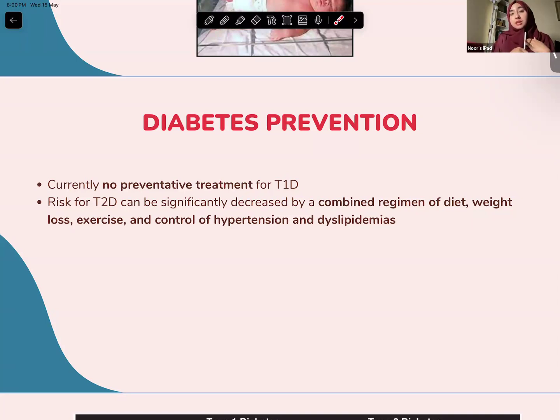For type 1 diabetes, as I mentioned, you can have insulin therapy. And for type 2 diabetes, the symptoms can be improved through the combination of diet, weight loss, exercise, and the control of hypertension and dyslipidemias.